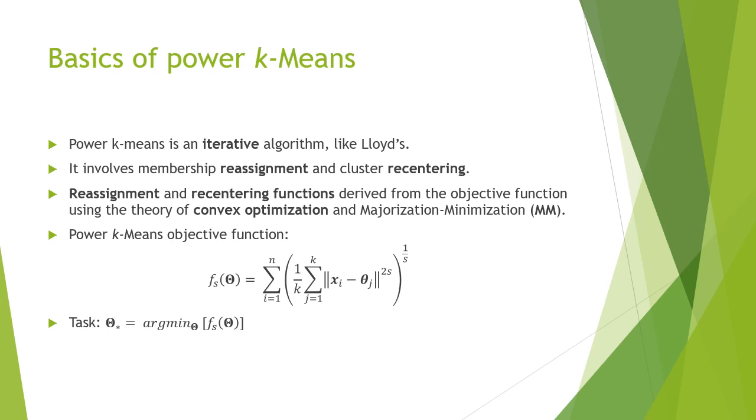In the power k-means objective function, this term s is called the power or exponent of the objective function, and theta, the capital theta, is the cluster center matrix, and the job of this algorithm is to find out theta star, which will minimize this objective function.